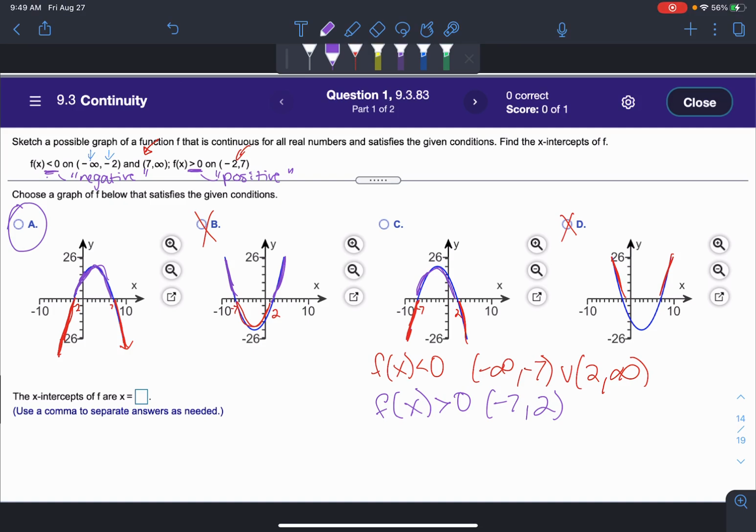And then the x-intercepts of f, they are where the signs change, where the function crosses the x-axis, however you want to think about it.